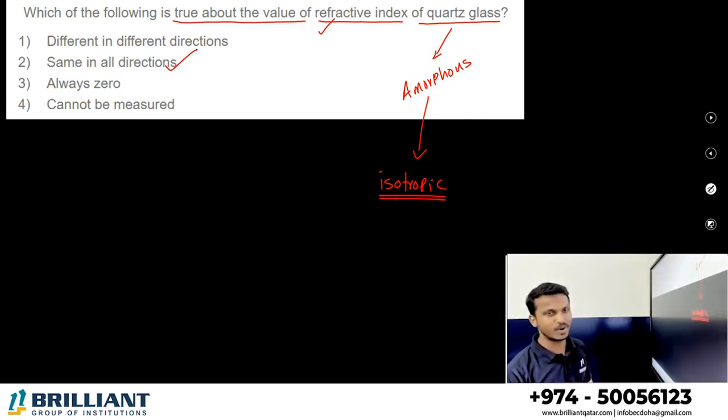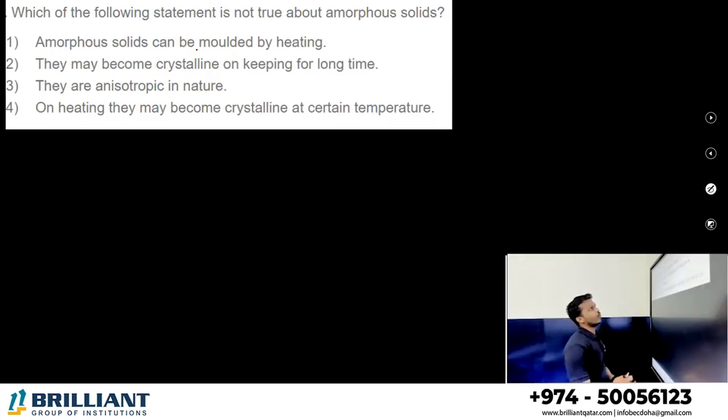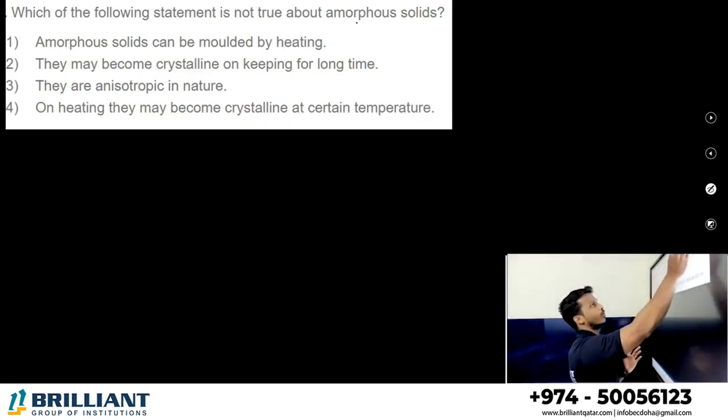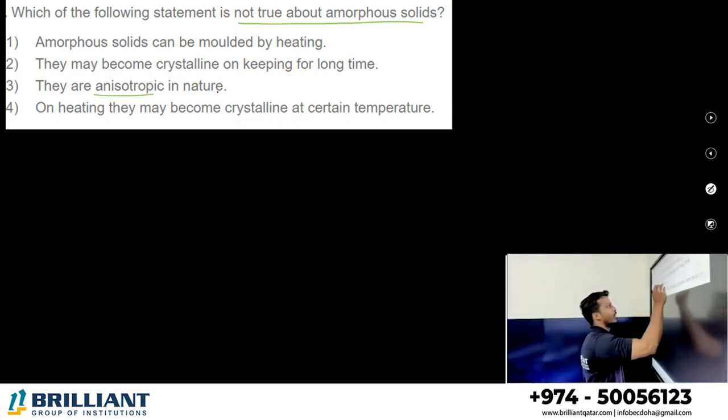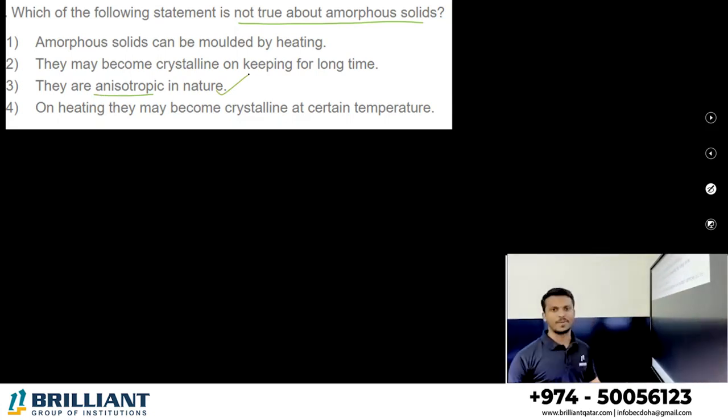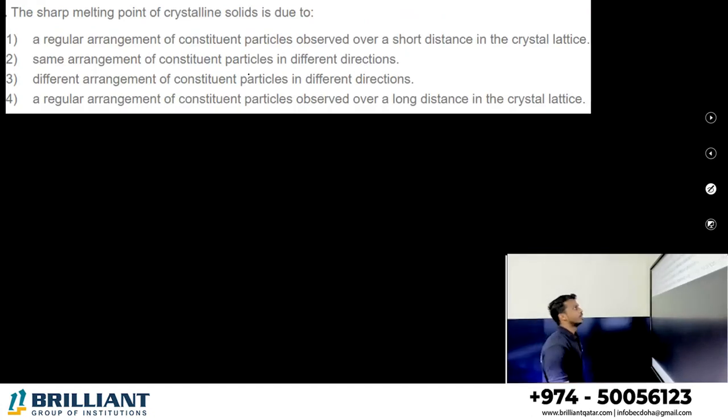Okay, shall we go to the next one? Which of the following statements is not true about amorphous solids? Option A: Amorphous solids can be molded by heating. Yes. They may become crystalline on keeping for a long time. Yes. They are anisotropic in nature. No, amorphous solids are isotropic in nature. Option 3 is the correct answer. Next one.